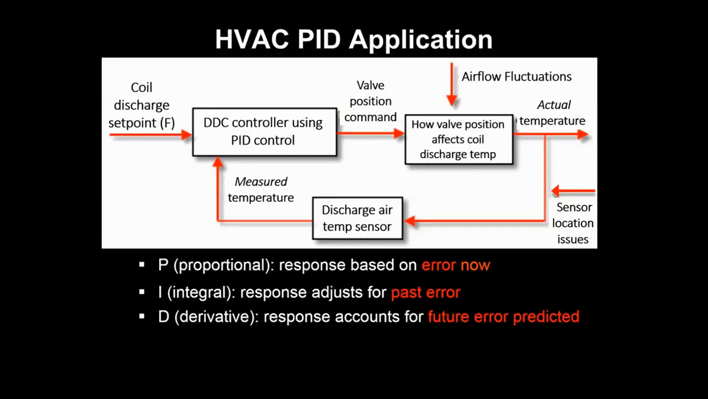We have some disturbances like airflow fluctuations, but really I think what's going to get folks here is the sensor itself and that feedback loop. If you don't have a sensor in a good spot, if you have a lot of delay for that sensor to see the right temperature and deliver that to the control loop, or if you have a very inaccurate or poorly located sensor, that's all going to play into how well this PID loop operates.